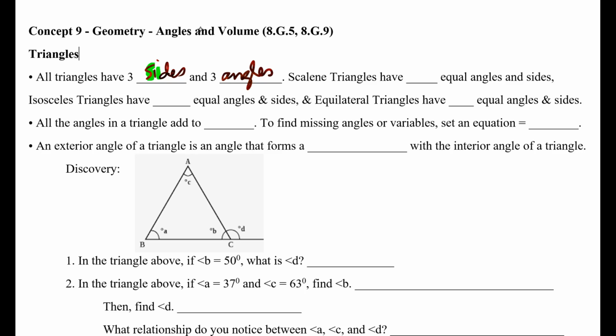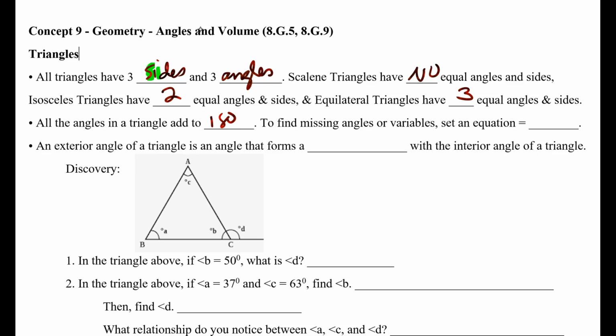All right, scalene triangles have no equal angles and sides. Isosceles triangles have two equal angles and sides. Equilateral triangles have three equal angles and sides. All the angles inside of a triangle add up to 180. I think I'm going pretty fast, so if y'all have this on a faster speed, it's probably flying.